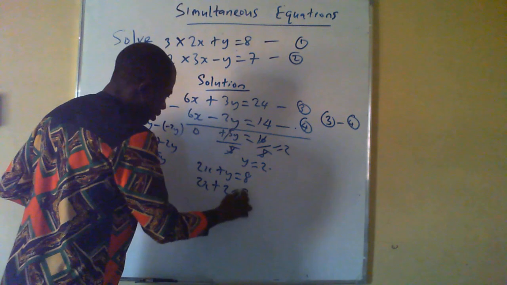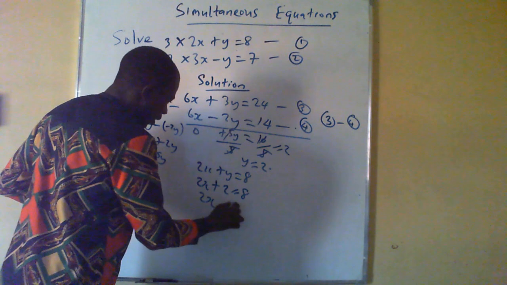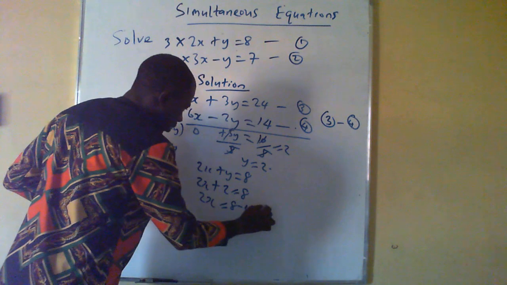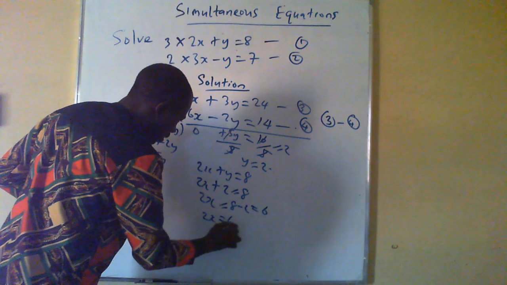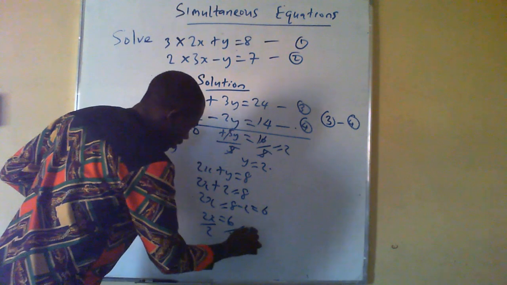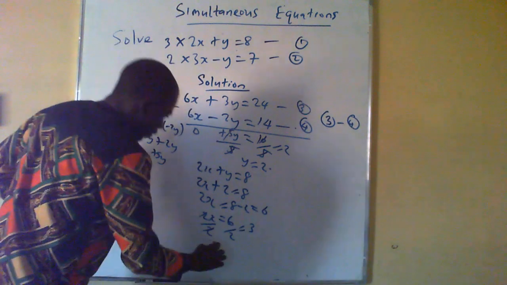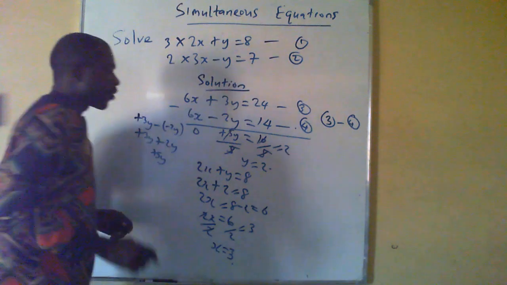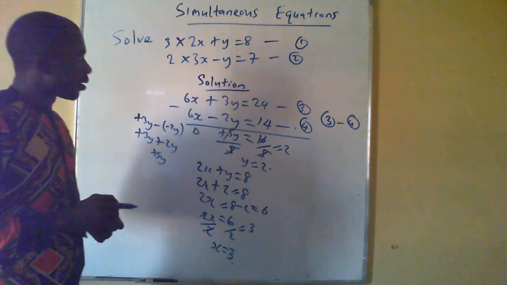2 equals 8. So we have 2x equals 8 minus 2, which is equal to 6. So 2x equals 6. So divide both sides by 2. So x is equal to 3. So the answer is x equals 3. If you decide to substitute it into equation 2, you also get the same answer.